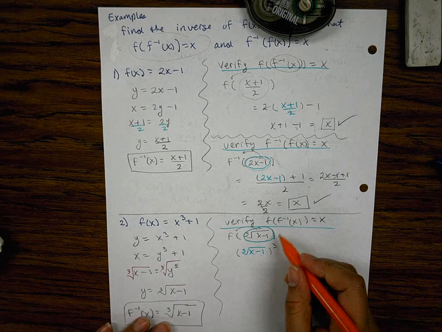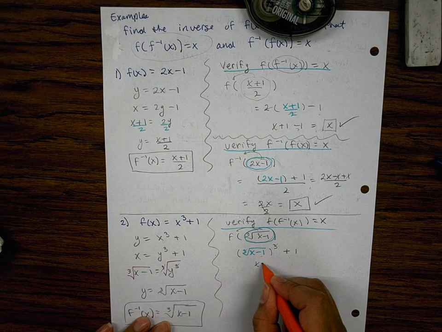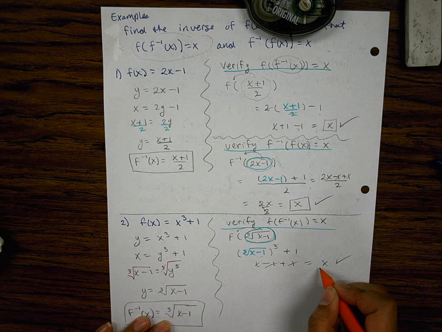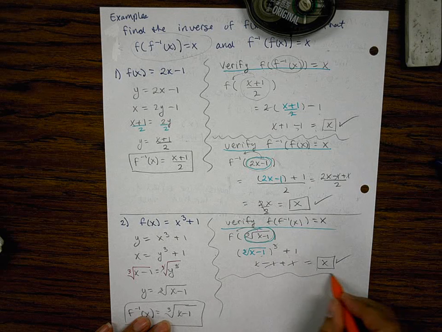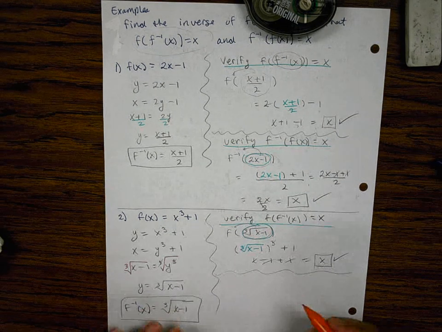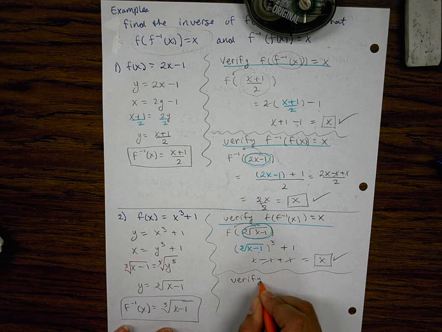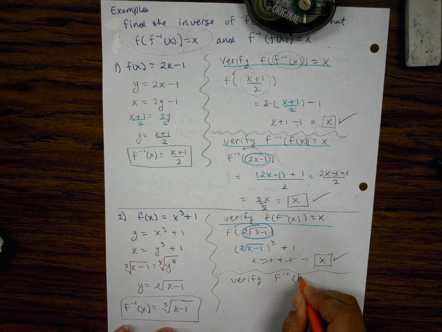Again, whatever's in the parentheses, that's how you evaluate. You plug it into the original f function, blank cubed plus 1, and then the cube root and the cube undo each other. X minus 1 plus 1. Those undo each other, equals x. And that's what we were trying to verify.